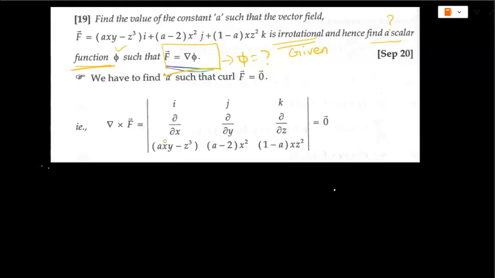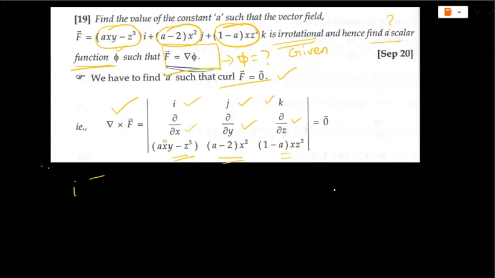First of all, to find a, we use the first clue, that is curl of F vector is 0. Curl means cross product, that is del cross F is 0. So we have i, j, k in the first row, del by del x, del by del y, del by del z in the second row. And here is the i coefficient, that is axy minus z cube. Similarly, a minus 2x square, and 1 minus a x z square, and this is equal to 0.